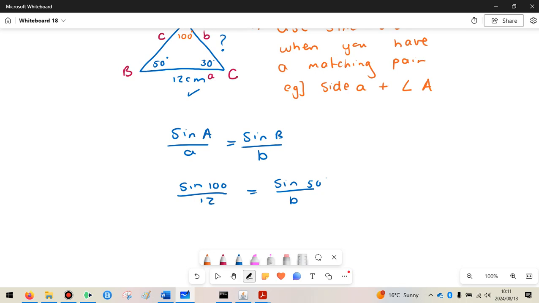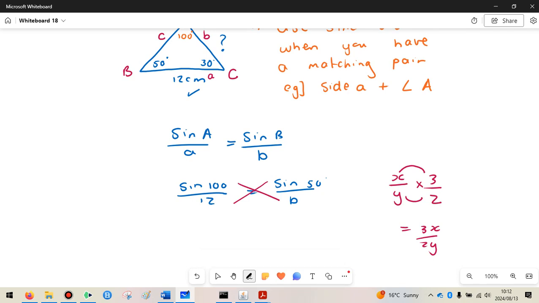Then the way we're going to solve this, if you have fractions and you're multiplying them, maybe let's just go back a second, just in case that's something that you might struggle with. If you have fractions and you're multiplying them normally, then you just times the top with the top and the bottom with the bottom. If you have fractions, but there's an equals in between them, then the quick shortcut way to solve them is to cross multiply. So it ends up being B times sine 100 is equal to 12 times sine 50.